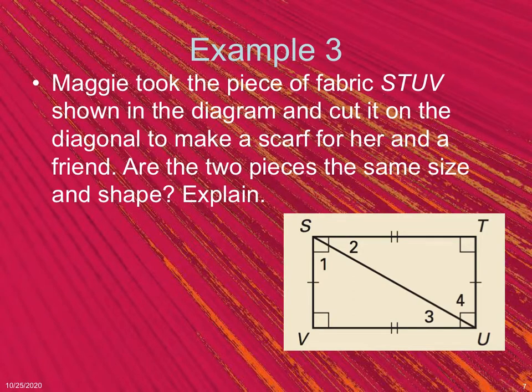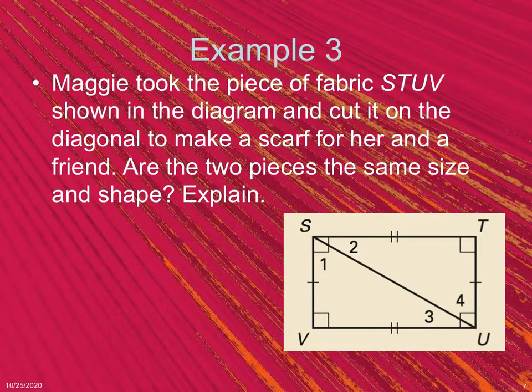Okay, so for example 3, it says Maggie took the piece of fabric STUV shown in the diagram and cut it on the diagonal to make a scarf for her and her friend. Are the two pieces the same size and shape? Explain. So what we're going to do here is make sure that all of the corresponding parts are congruent. So what we can do is match everything.